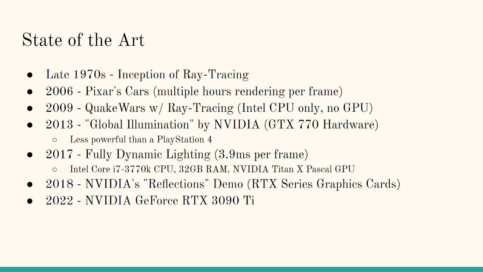In 2018, NVIDIA published their Reflections demonstration. It was a Star Wars-themed demonstration using their RTX series graphics cards to generate hype for the new generation of graphics processors. And most recently, in 2022, late March this year, NVIDIA released the GeForce RTX 3090 Ti, which is the most advanced graphics processing unit that we have in the consumer market to date. Next slide.